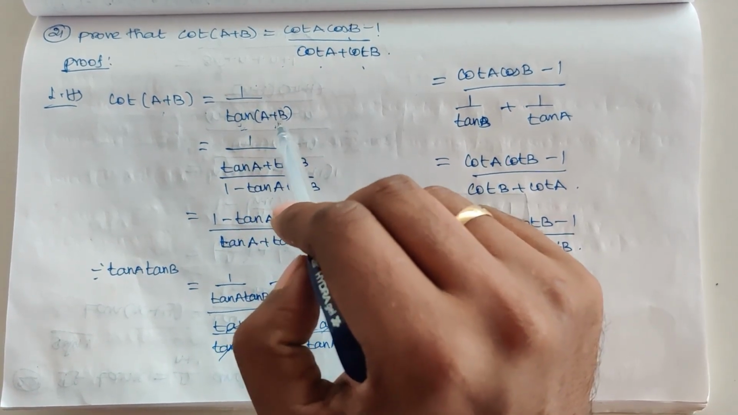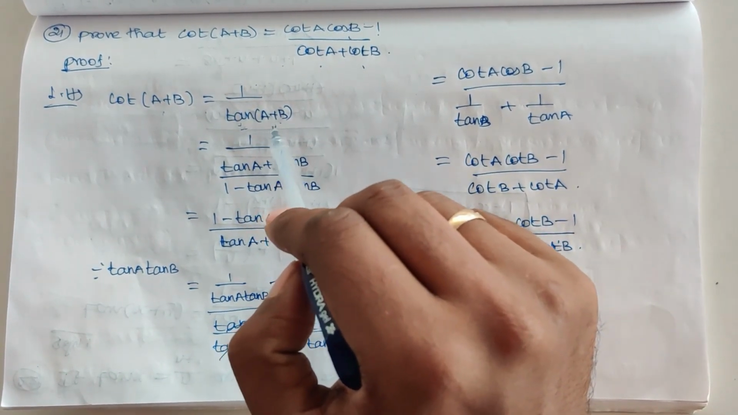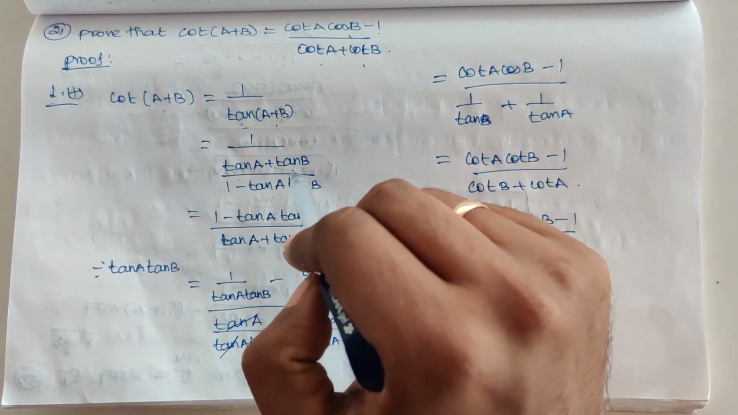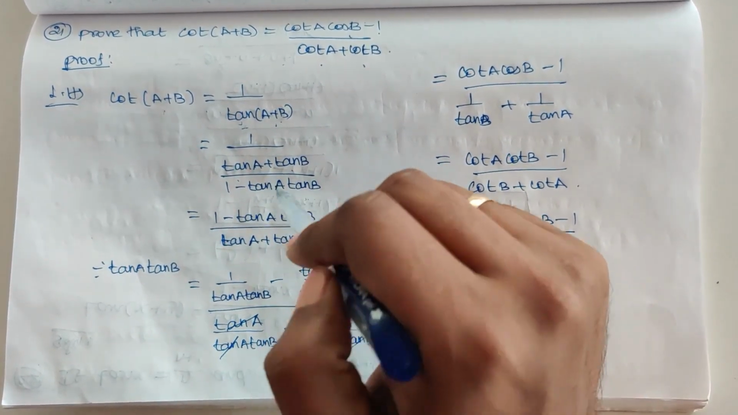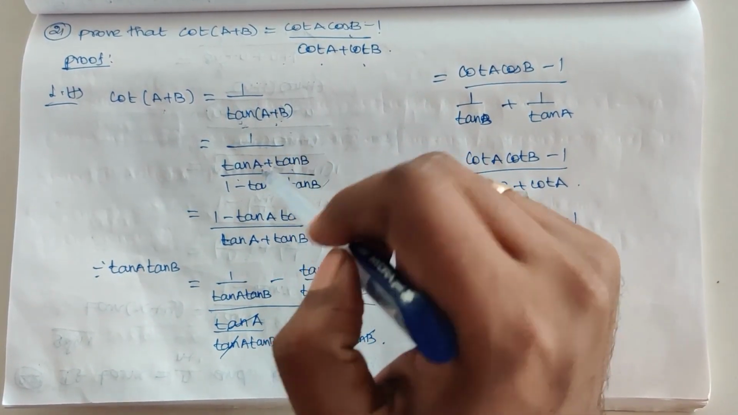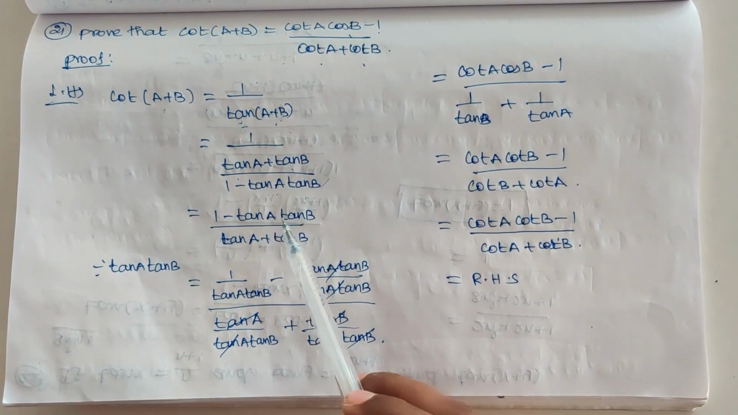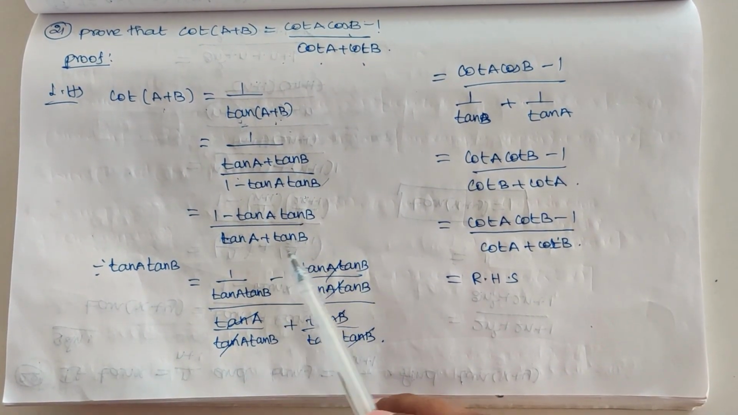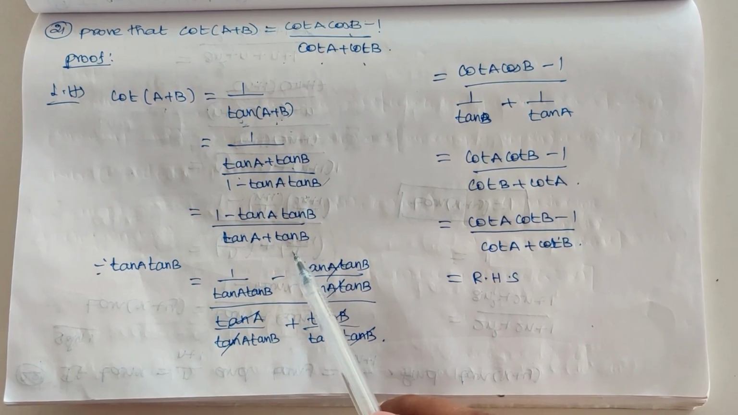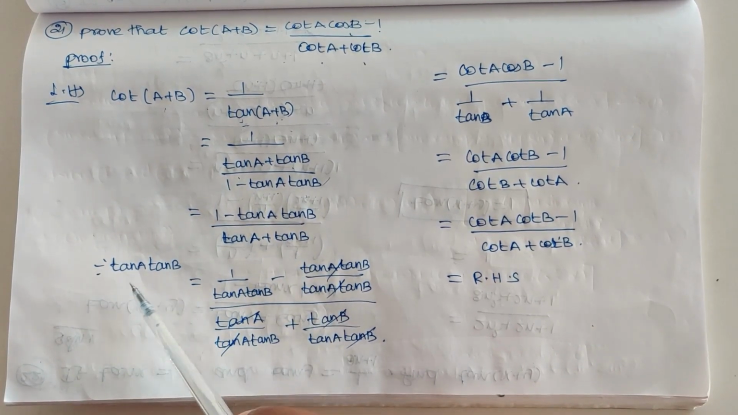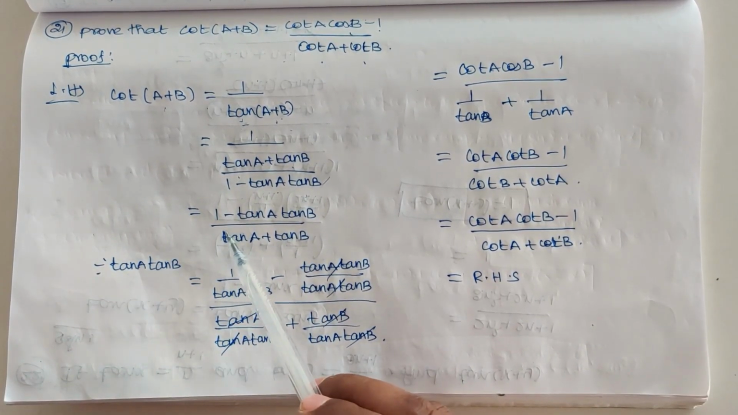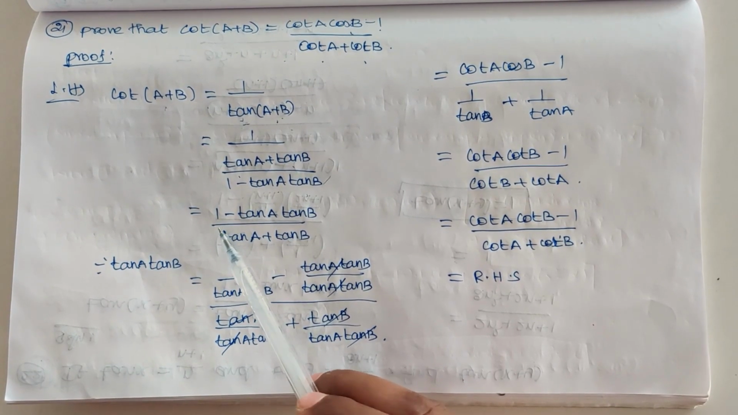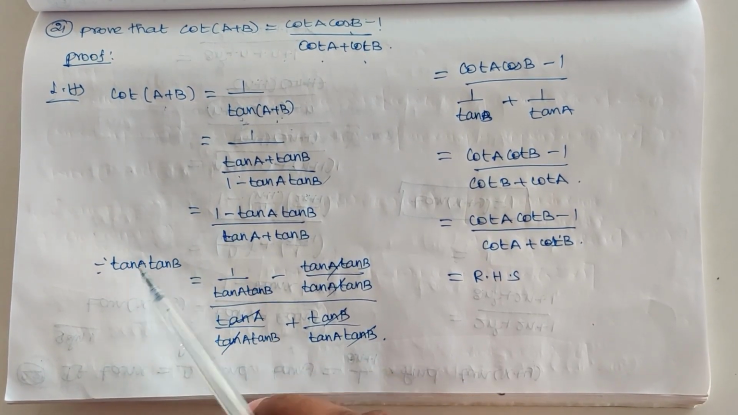So tan A plus B value, we already know the formula. Tan A plus B is equal to tan A plus tan B by 1 minus tan A tan B. So I'm going to take the numerator, we get 1 minus tan A tan B the whole divided by tan A plus tan B. So now I'm going to divide by tan A tan B in every element. So every time I am going to divide by tan A tan B.